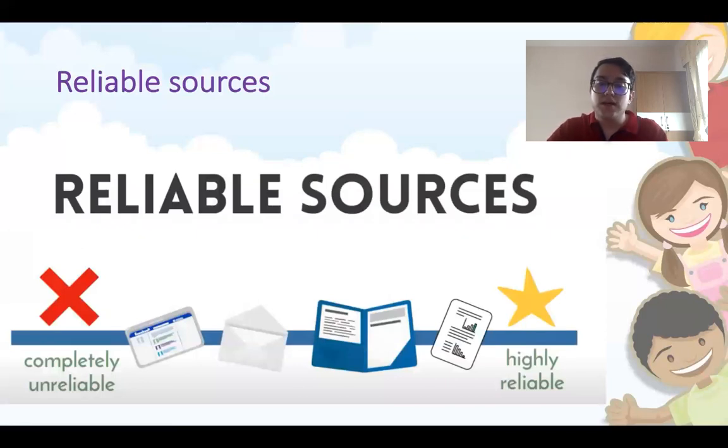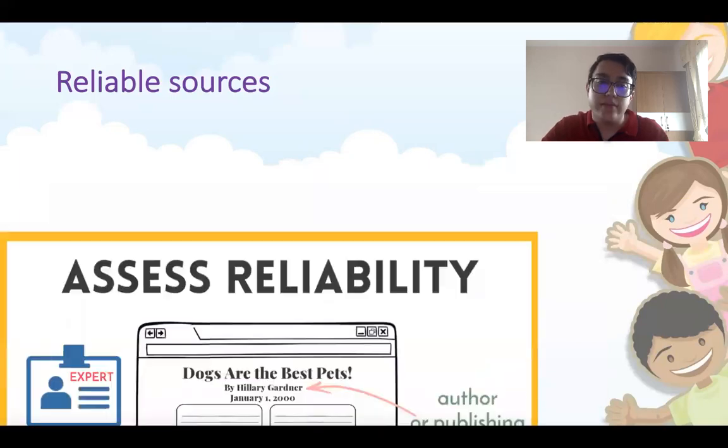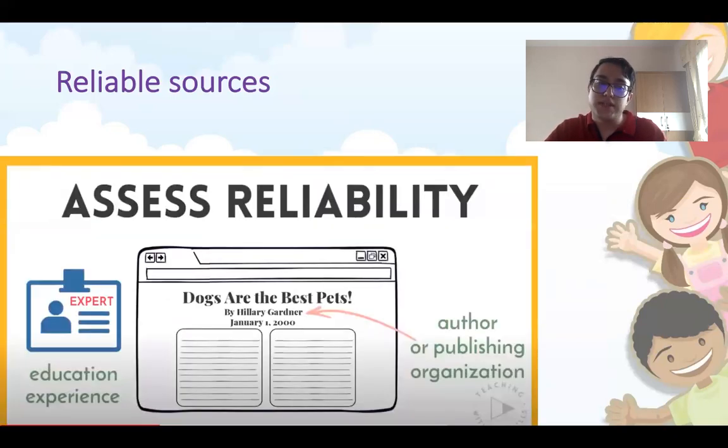Reliable sources are sources that you can trust. They have names, they have authors, they have educational experience, educational background. You can trust these sources, which we call reliable sources or reliable people. So it should have author name, publishing name, organization name.